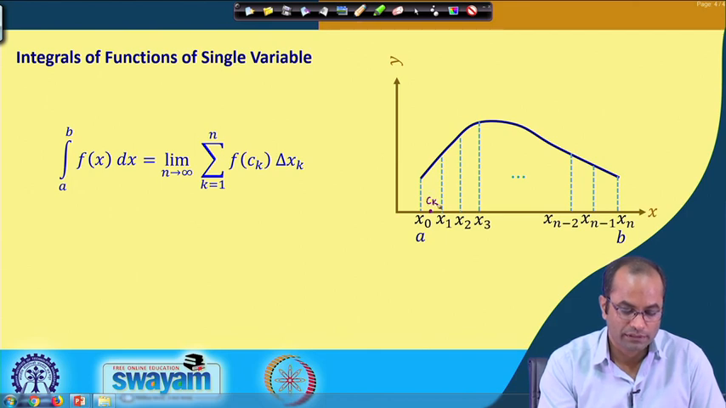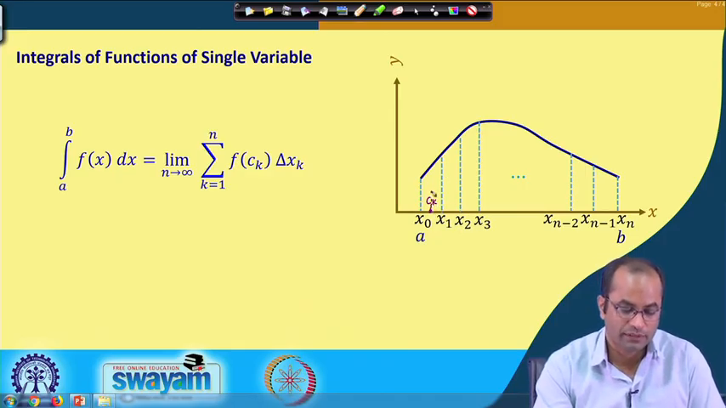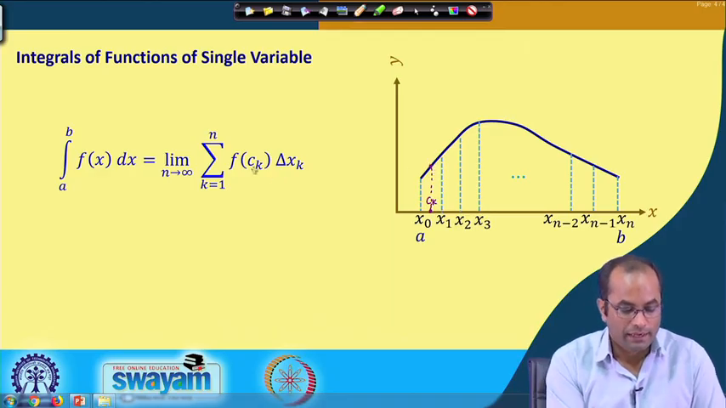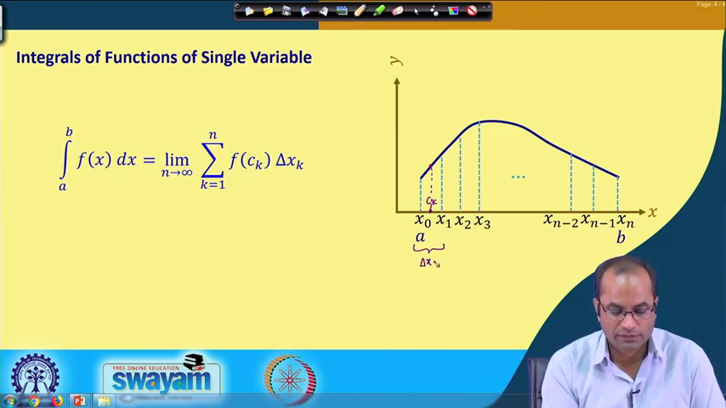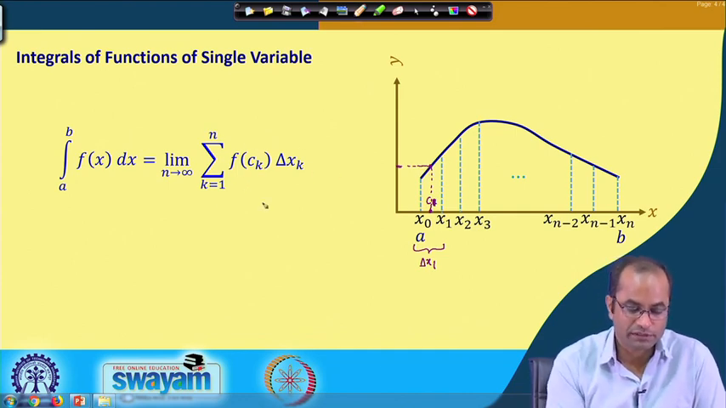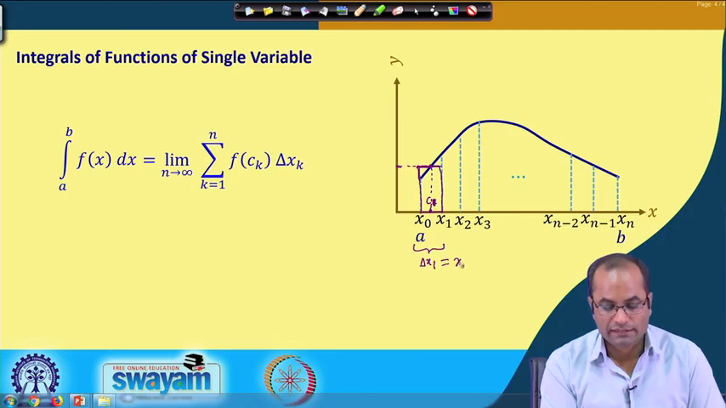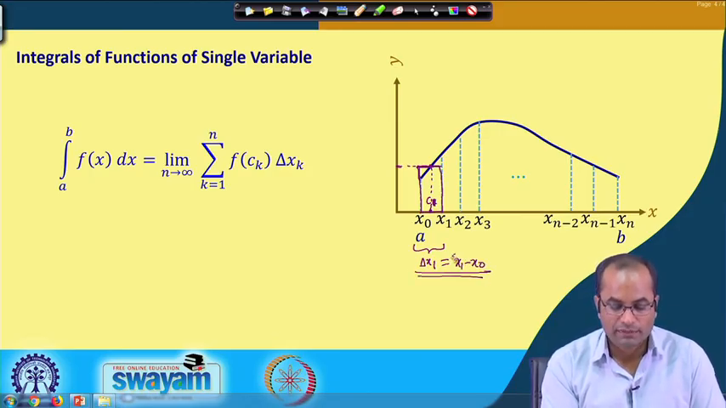So, this ck point, ck is between x0 and x1 in this interval, and we take the value of the function at this point, so f(ck) multiplied by this delta xk. So, this is delta x1 in our notation, and this is c1 because this is the first interval, and this will be f(c1), and we are now summing this product. So, what is this product? This product gives the area of this rectangle here. This width x1 minus x0, which is delta x1, multiplied by the height, which is f(c1). And then we are summing all these cases.